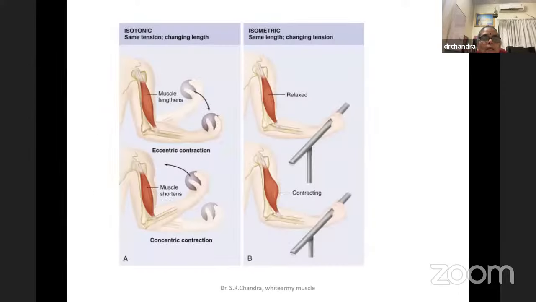So these are the various positions where the muscle lengthens. That means tone is constant, that is isotonic, length changes. Isometric is length is constant, tone changes. And rotation is a combination of both.